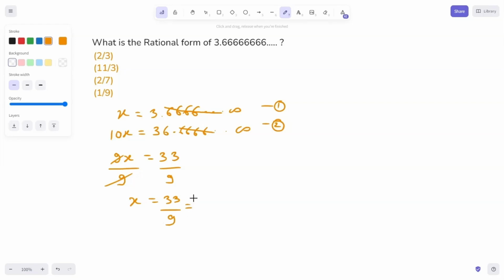And if we simplify it, the highest common factor is 3. So 3 times 3 is 9 and 11 times 3 is 33. So as you can see, 11 by 3 is the correct option. This is the second option, and it is 11 by 3, so it is the correct option.